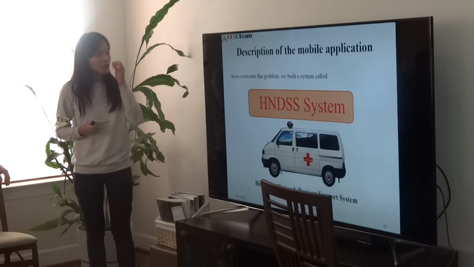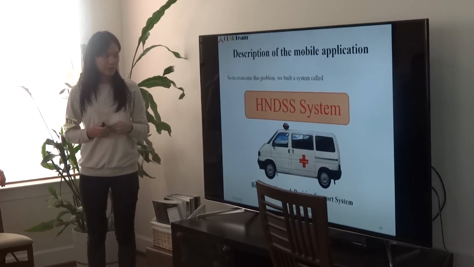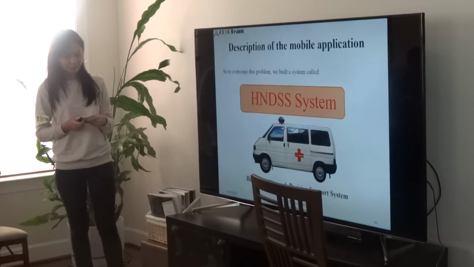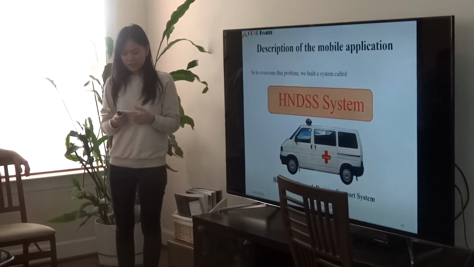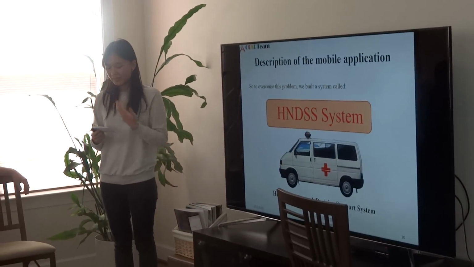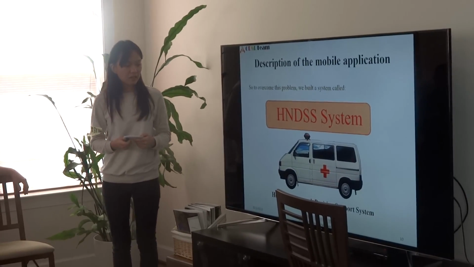So, to overcome this problem, we built a system called the HNDSS system, which stands for Healthcare Network Decision Support System. This system considers the dynamic procedure of a system, which rapidly responds to the dynamic sickbed information of the hospitals on the network and estimates the time to the hospital.